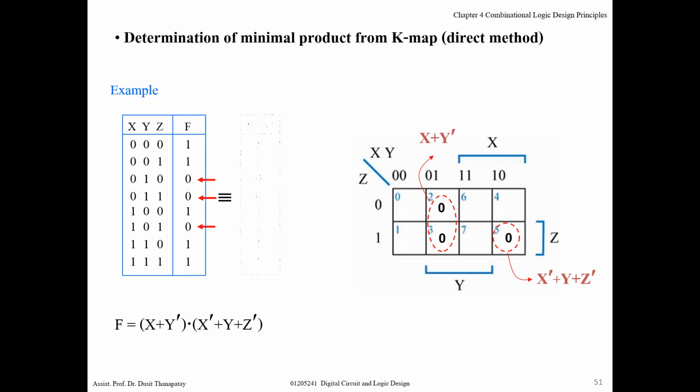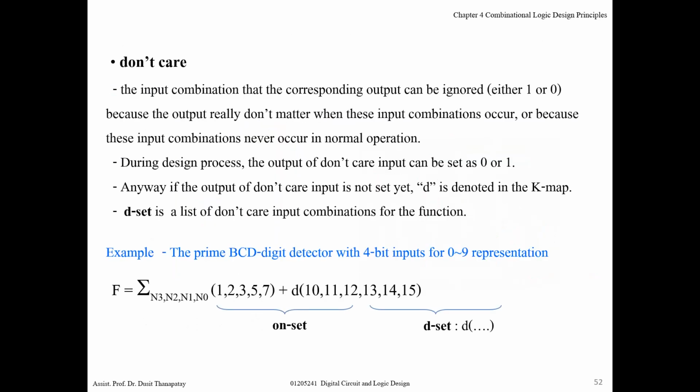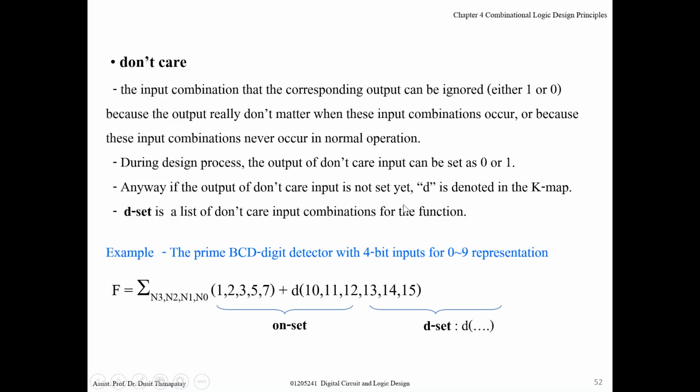So the cells that you select, to get this sum term, you keep the result 0, 0. And this term will be 0 here. That means when you add them together, you get 0 here, here, and here. That's all. Easy, right? Yes, very easy. And the next topic is don't care.